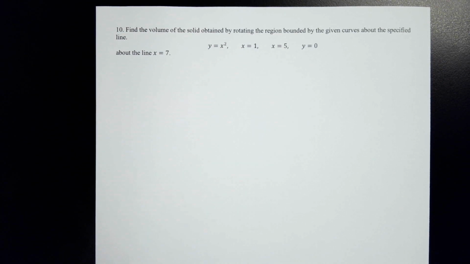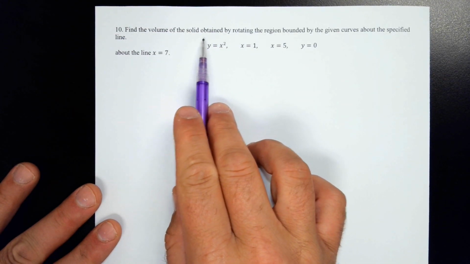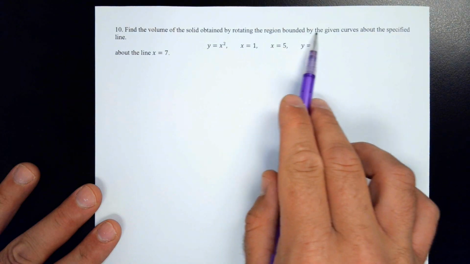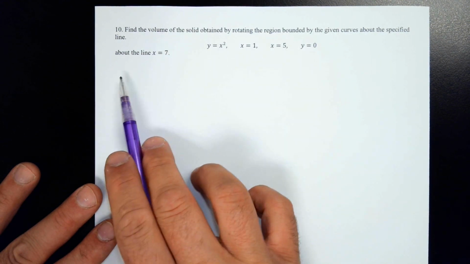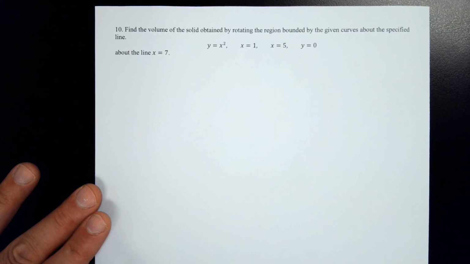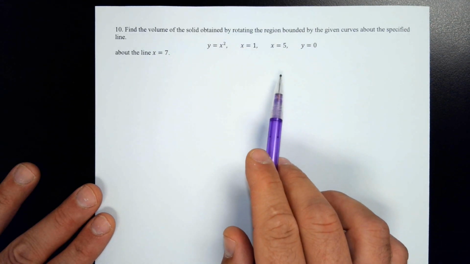This is section 7.3, number 10. So we're still in this cylindrical shell method. It says, find the volume of the solid obtained by rotating the region bounded by the given curves about the specified line. And we have all these curves, and we're revolving it about that line. So the first thing we should do is try to sketch these curves.